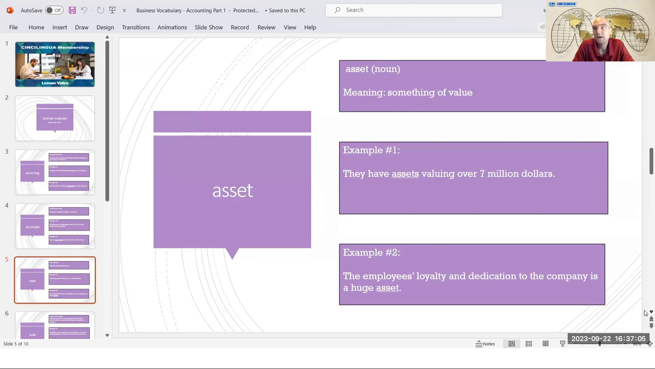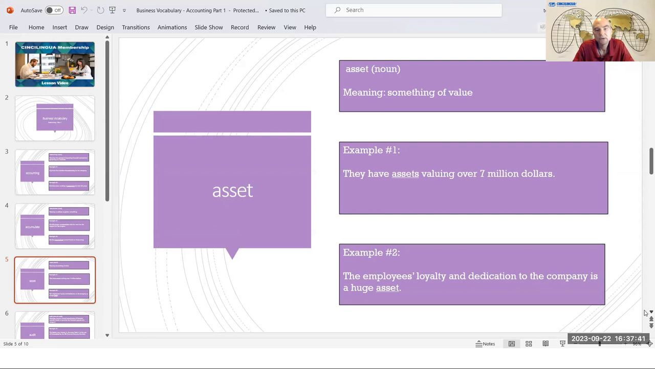It could be maybe you have an art collection. You have some old paintings or paintings by a famous painter, or maybe you have jewelry. All of these are considered assets. Example sentence number 1. They have assets valuing over $7 million. They have different things of value.